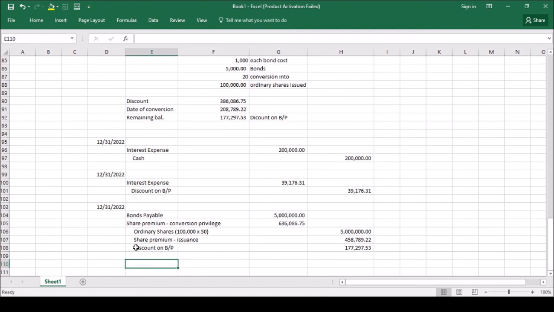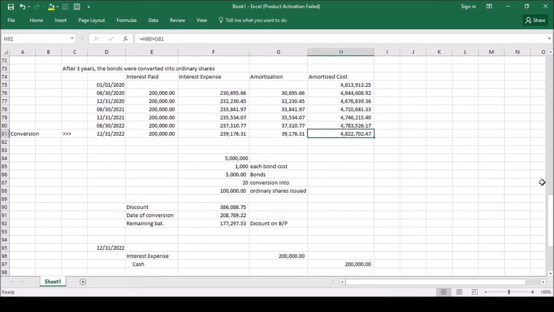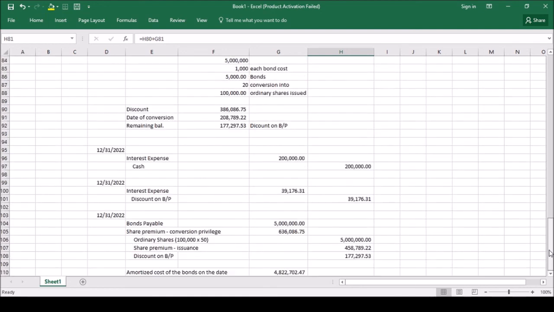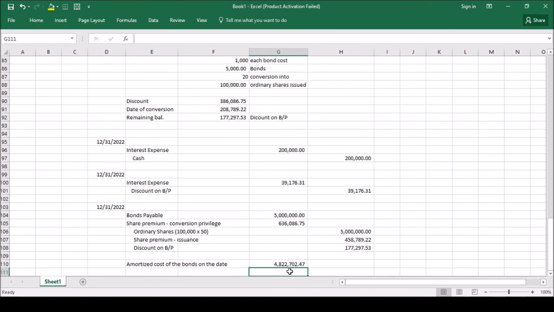In the actual board exam, pag itanong, no, if a convertible bond is converted into shares, ano po ba yung kasama sa total consideration received? The total consideration received will be the amortized cost of the bonds on the date of issuance. Okay, the amortized cost of the bonds on the date of issuance. Okay, take note, the amortized cost of the bonds on the date of issuance is 5 million less 177,297.53, which is 482,702.47. Equal sila, di ba? Ito yan yung amortized cost of the bonds on the date of issuance plus the conversion privilege. Okay?